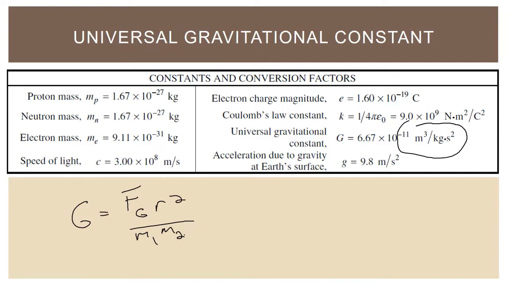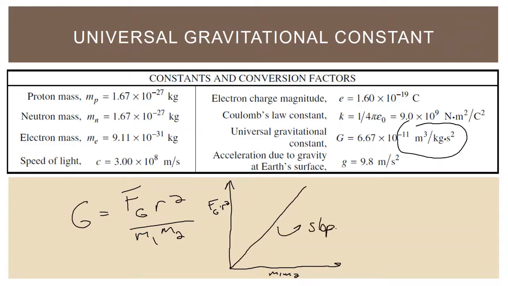An obvious question here would be, how could we design an experiment to measure G? Well, we've beaten this into the ground already at this point in the year, and we are going to continue to do that. But the equation is the key to the experiment. If we make a graph where we plot FG times R squared on the y-axis and we plot M1 times M2 on the x-axis, we should get a straight line where the slope is equal to big G.